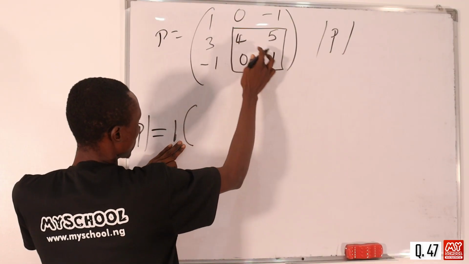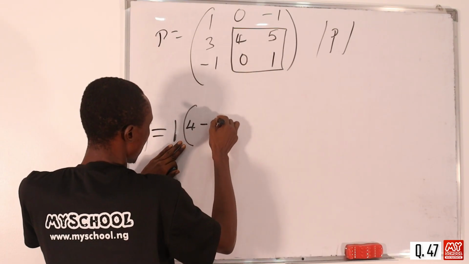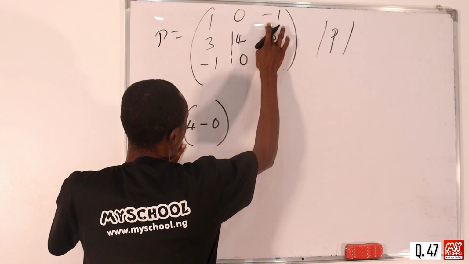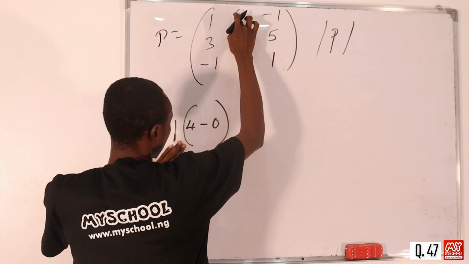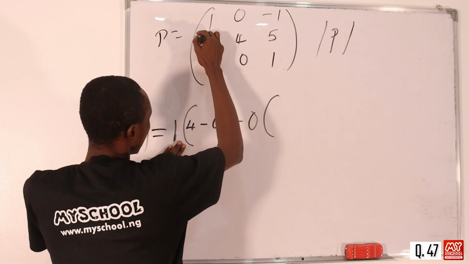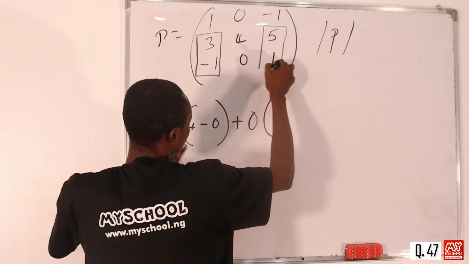So here we'll be having 4 times 1, which is 4, then minus 0 times 5, which is 0. So we'll put in bracket. Okay, so the next step is for us to do for this. So here we have plus, then 0, then we open bracket. So in this case, we are going to be using this and this because they are not connected at all to 0.